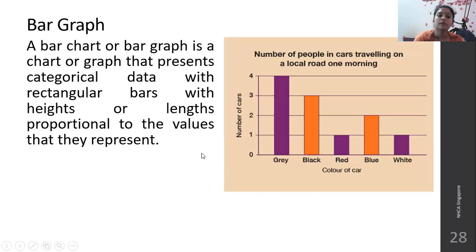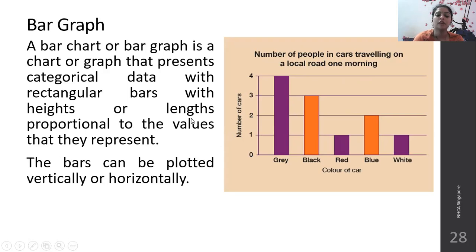Bar graph. A bar graph or chart represents categories of data with rectangular bars. That's the difference between a histogram and a bar graph. There is space between each of the bars, so it becomes a bar graph. If they were together, it would have been a histogram. The heights and lengths are proportional to the values they represent. The bars can be plotted vertically or horizontally too.